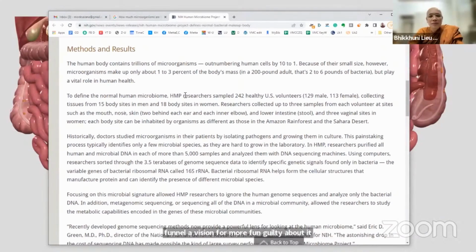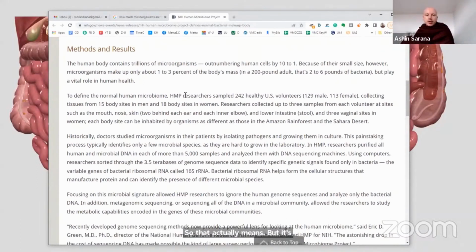So that actually means that it's a little bit over 90% of the body are microorganisms.